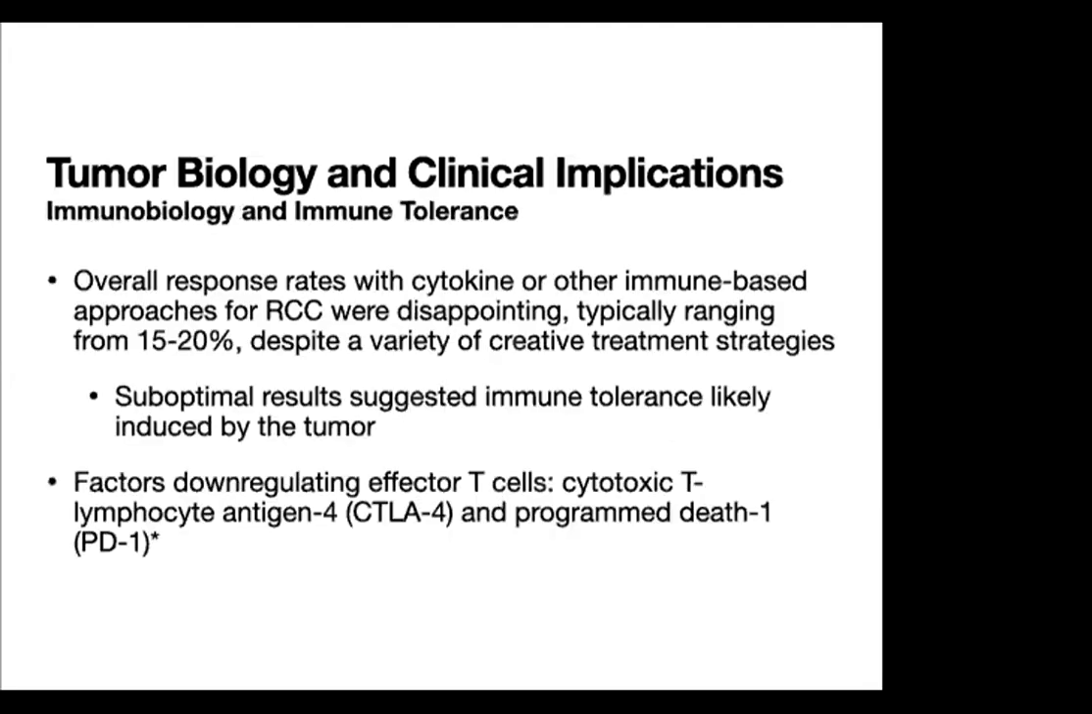So moving on to immunobiology and immune tolerance, overall response rates with cytokine and other immune-based approaches for RCC were disappointing, typically ranging from 15-20% despite a variety of creative treatment strategies. Suboptimal results suggested immune tolerance likely induced by the tumor. So the factors down-regulating the effector T cells are your cytotoxic T lymphocyte antigen 4, or CTLA-4, and programmed death 1, or PD-1. The increased activation of these receptors by the tumor leads to immune tolerance.